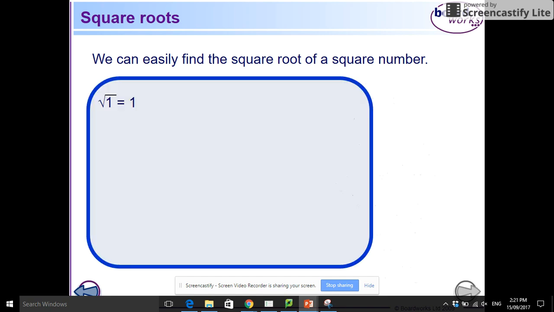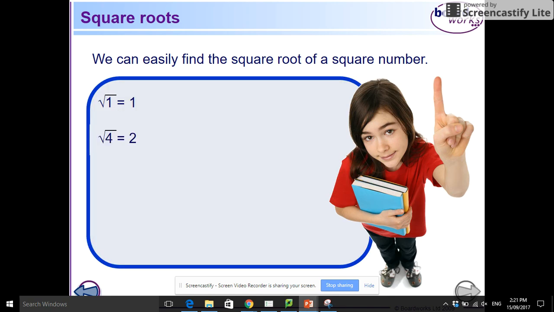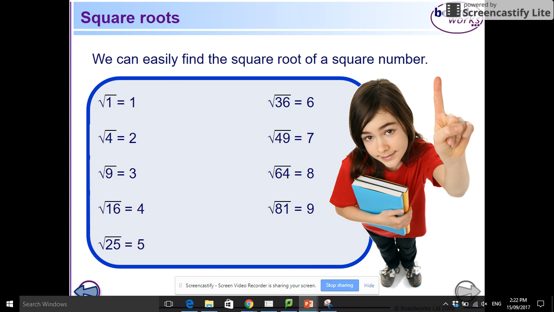You can easily find the square root of a number. So 1 squared is 1, 2 squared is 4, 3 squared is 9. So basically what they're saying is 2 times 2 will give us 4. 3 times 3 will give us 9. Okay, the square root of 16 is 4. The square root of 25 is 5. 36 is 6. 49 is 7. 64 is 8. And 81 is 9. And 100 is 10. I do expect that you know these kind of questions.